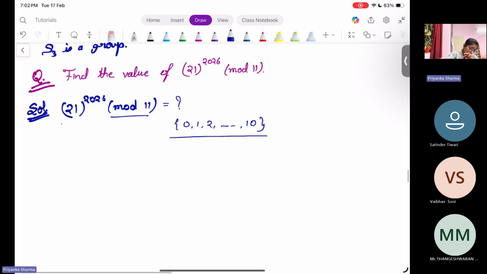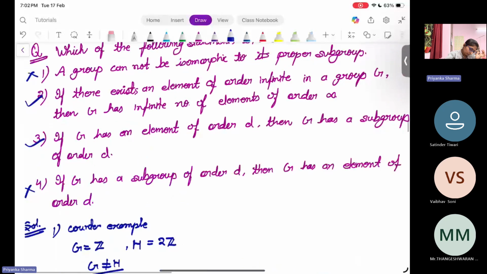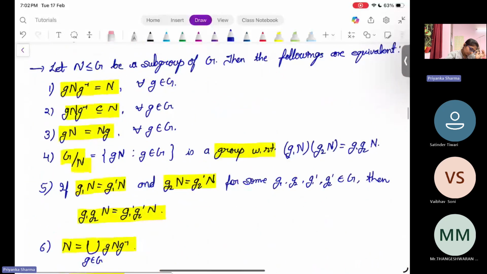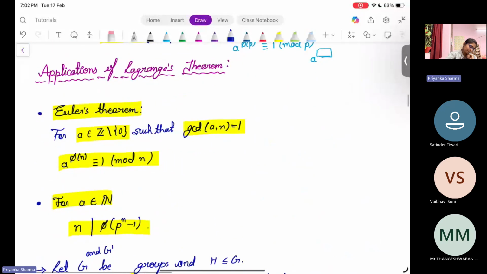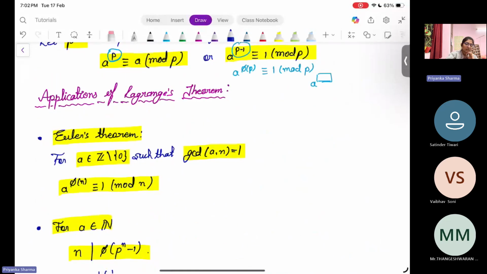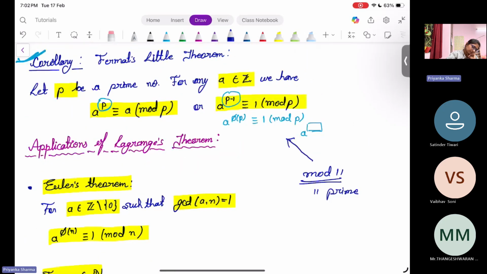Now, how to do this? We don't need to find the exact value. We can use the corollaries of Lagrange's theorem to calculate this. We need to consider modulo 11, where 11 is a prime number. So we can use Fermat's little theorem directly, which is actually a particular case of Euler's theorem.